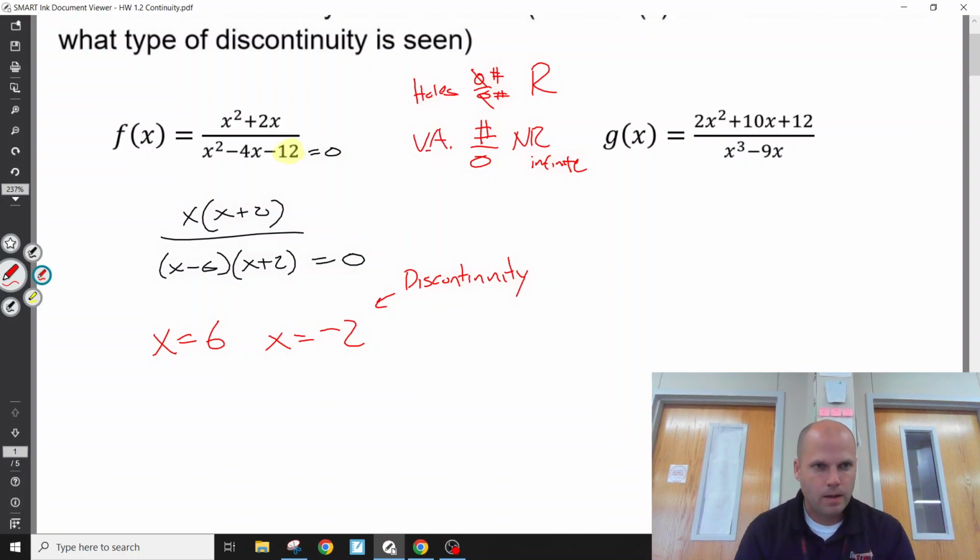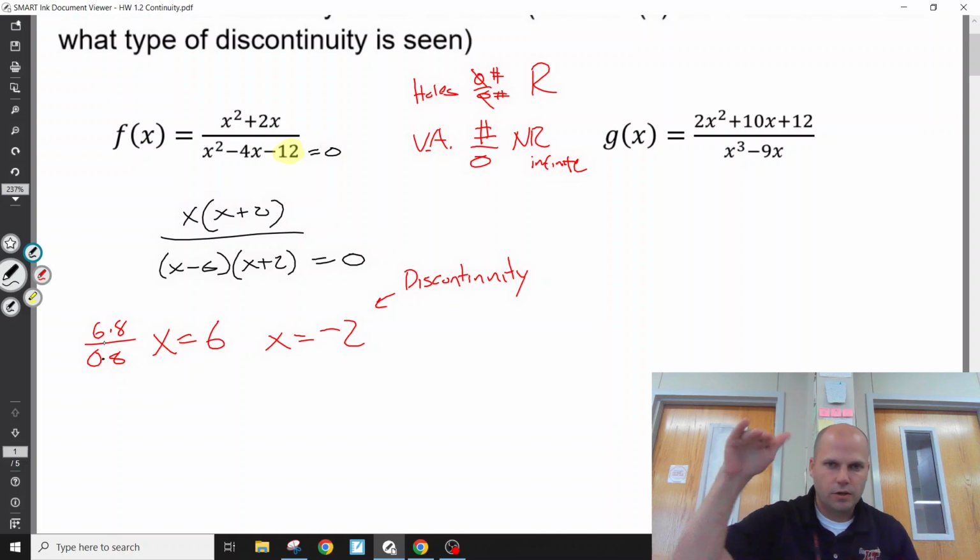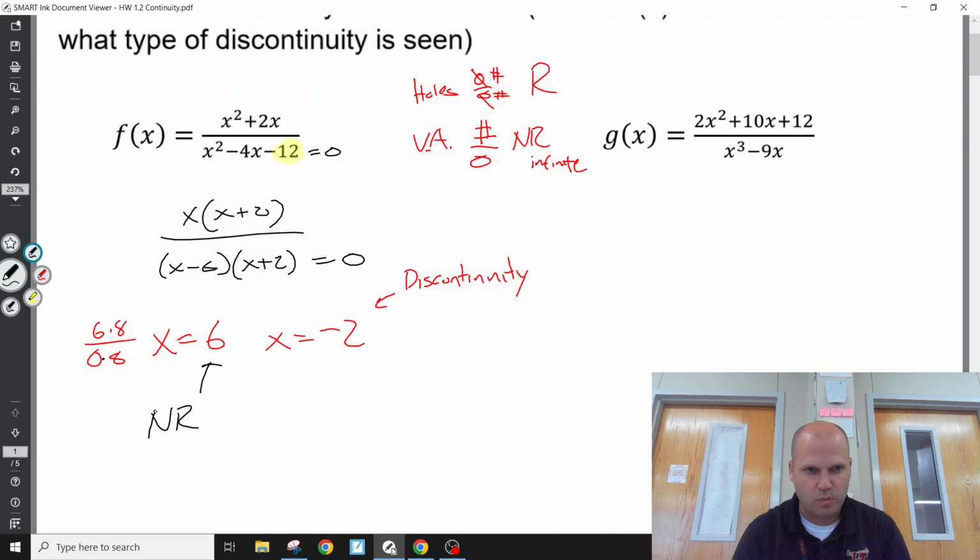All right, so I'm going to go ahead and plug in 6 into my original function and see what I get. I get 6 times 8 over 0 times 8. Okay, the 8's cancel, but that 0 is still there. The 0 can't be removed. The 0 is non-removable. So 0 in the denominator, number in the numerator, non-removable. You say x equals 6 is a non-removable infinite discontinuity.